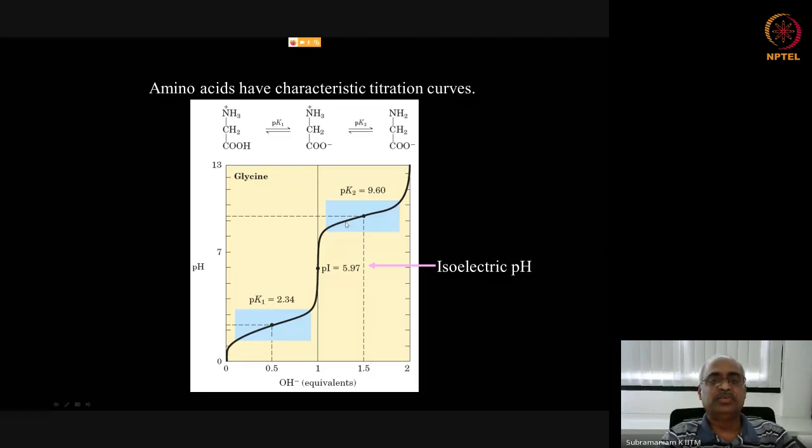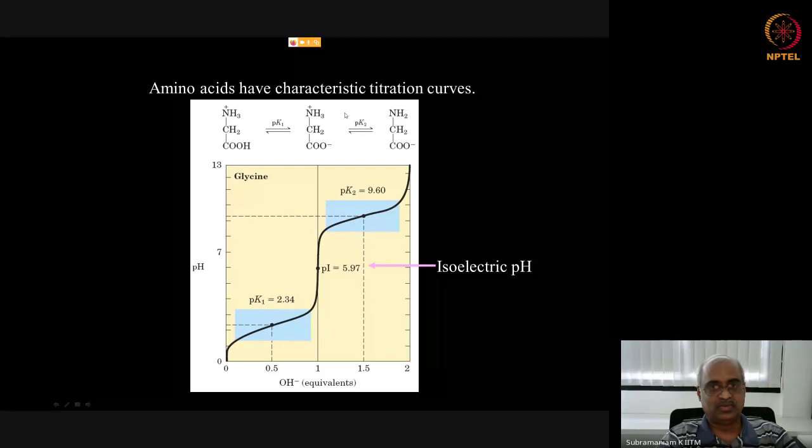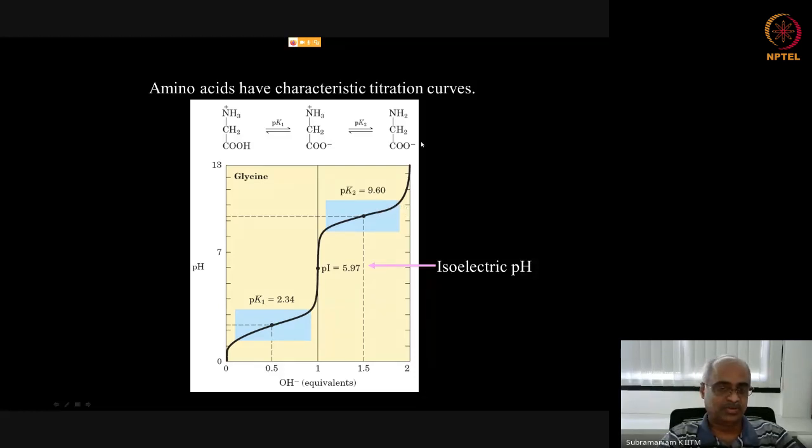And once you're near the range in which the other group is going to dissociate, then again it is going to resist pH change, and the midpoint of that pH will be the second pK2. And once that dissociation is also complete, then the pH is going to go up. So you get a biphasic graph for these zwitterion molecules.